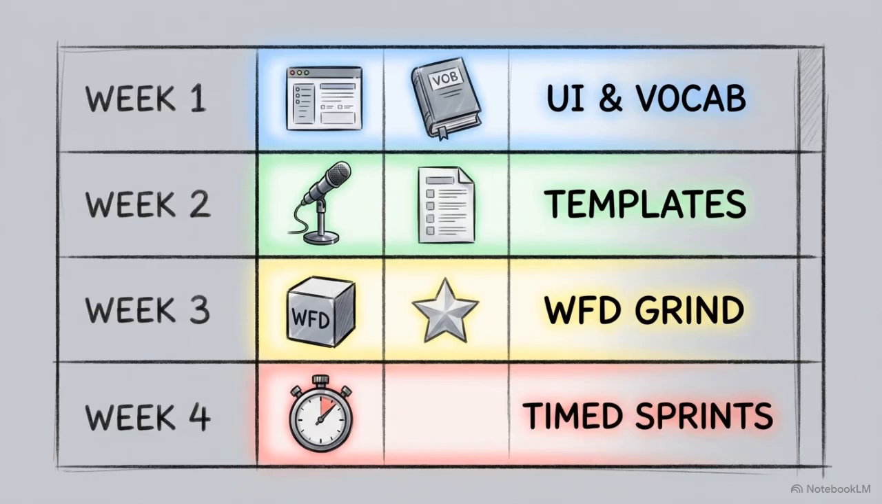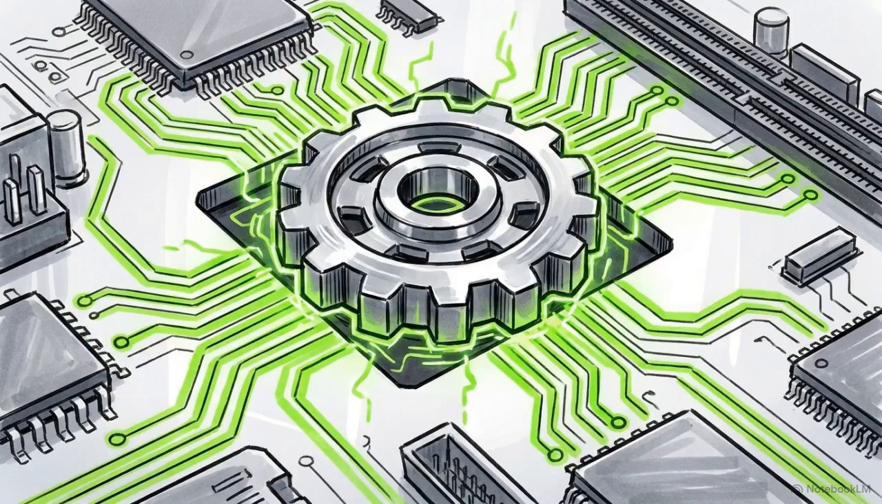This grid structures daily training. Week 1 is UI familiarization and daily vocabulary. Week 2 builds muscle memory with templates and read alouds. Week 3 is the WFD grind and a full mock test. Finally, Week 4 consists of timed sprints. This schedule transforms language study into a mechanical training routine designed specifically to satisfy the requirements of the algorithm.